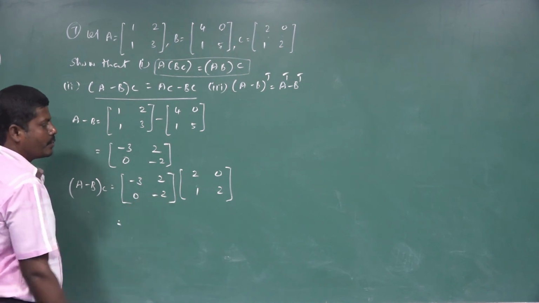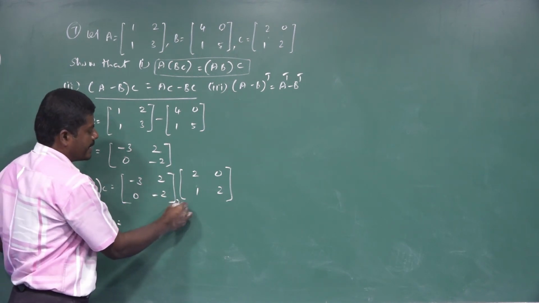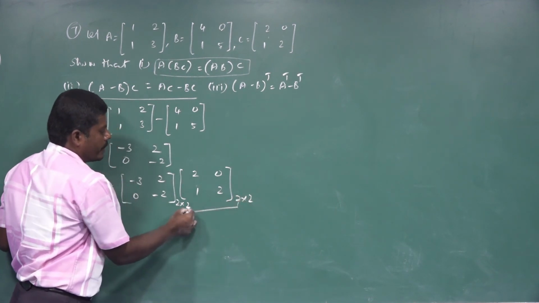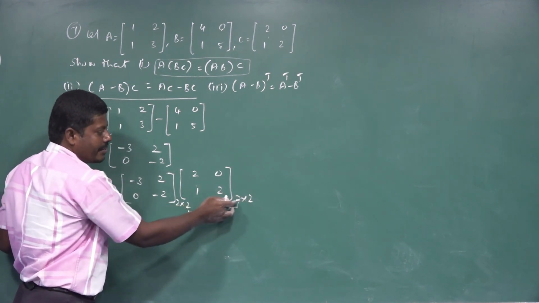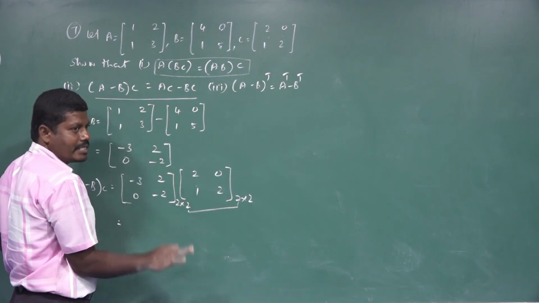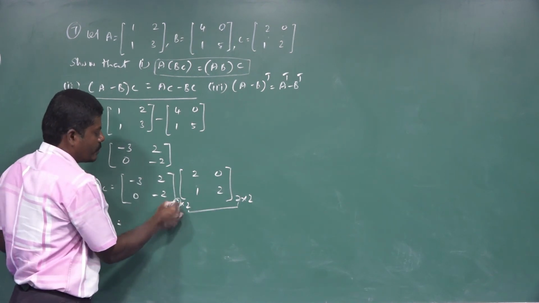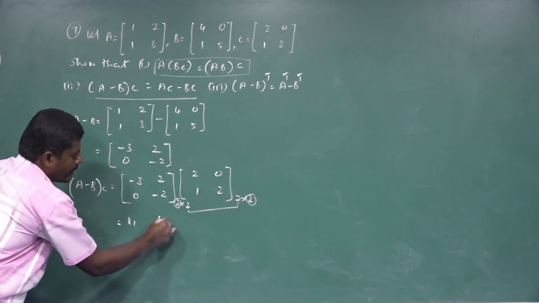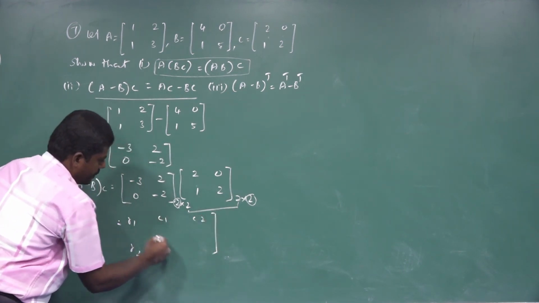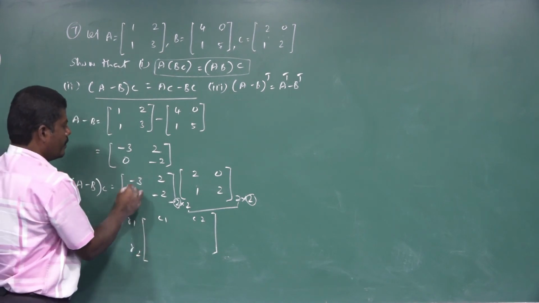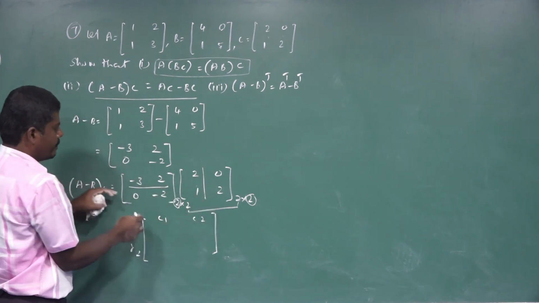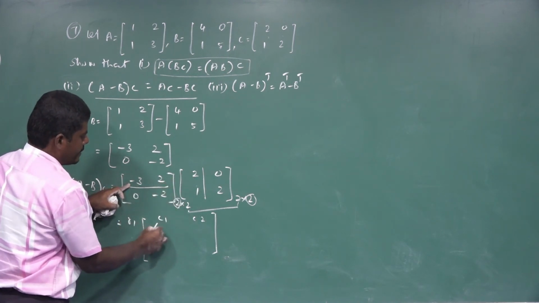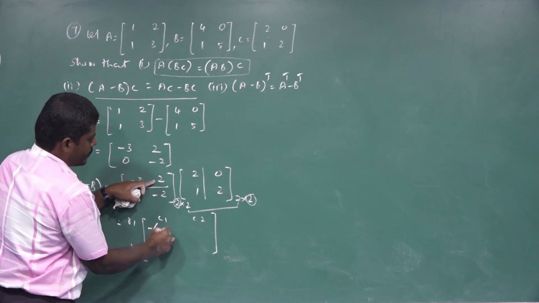Now we want to multiply these two matrices. The order of our first matrix is 2 by 2. The order of our second matrix is 2 by 2. So the number of columns in the first matrix is equal to the number of rows in the second matrix, so multiplication is possible. The result order is 2 rows and 2 columns. First row, first column: minus 3 multiplied by 2, minus 6. 2 multiplied by 1, plus 2.